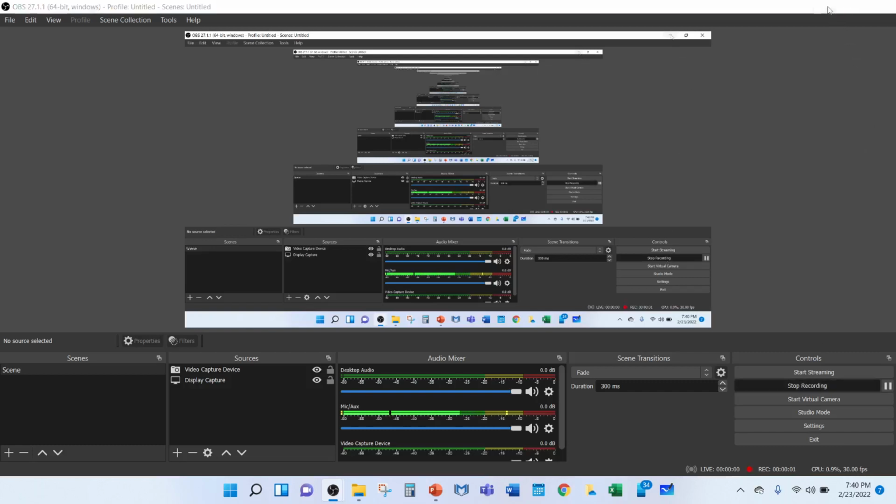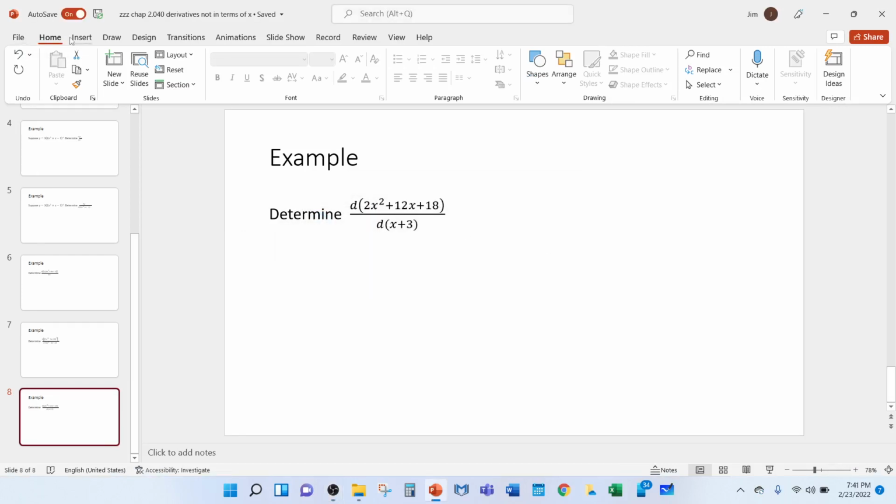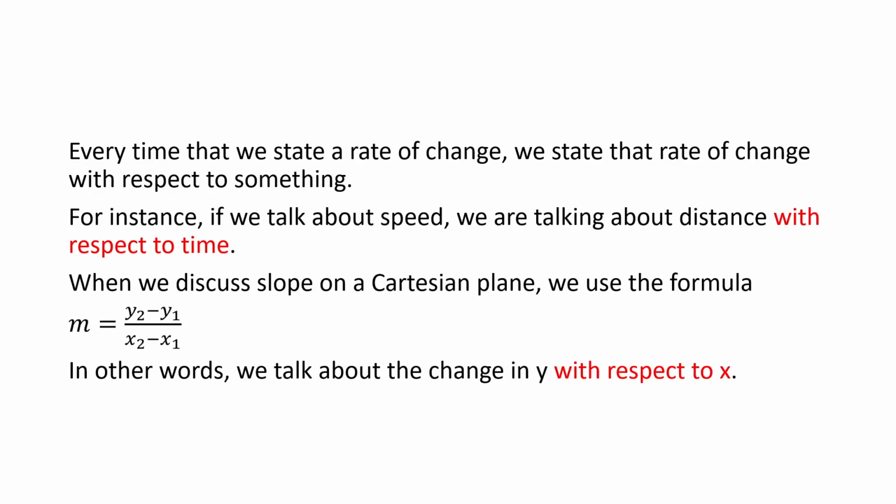In this video, we're going to talk about derivatives not in terms of x, or perhaps the derivative is in terms of x. It depends. So every time that we state a rate of change, we state that rate of change with respect to something. For instance, if we talk about speed, we're talking about distance with respect to time. When we discuss slope on a Cartesian plane, we use the formula m equals y2 minus y1 over x2 minus x1. In other words, we talk about the change in y with respect to x.